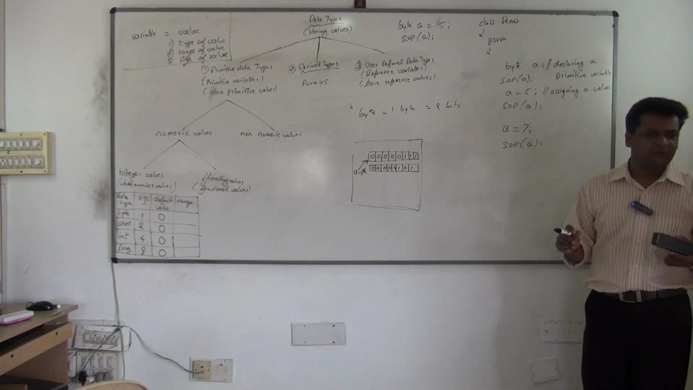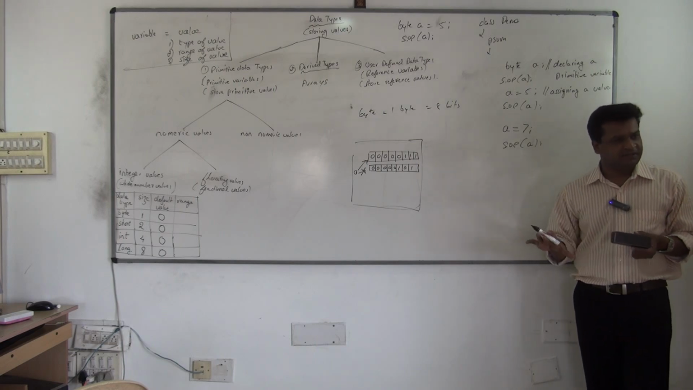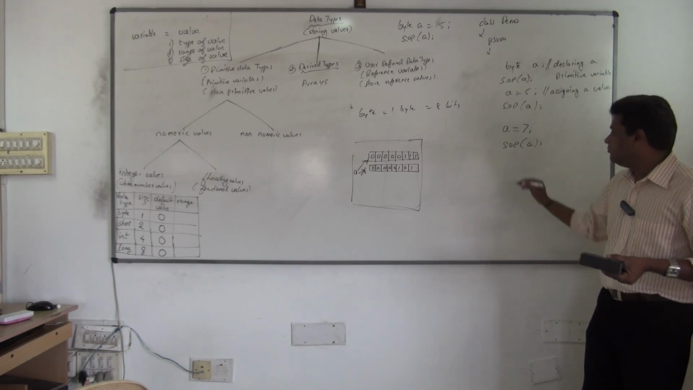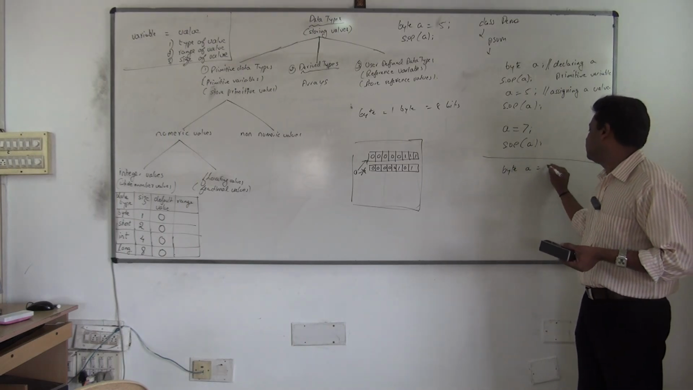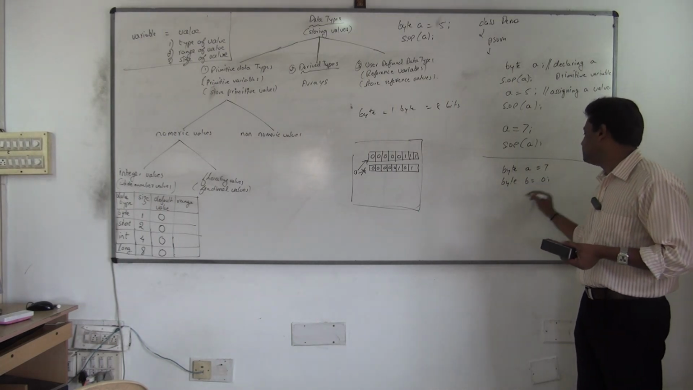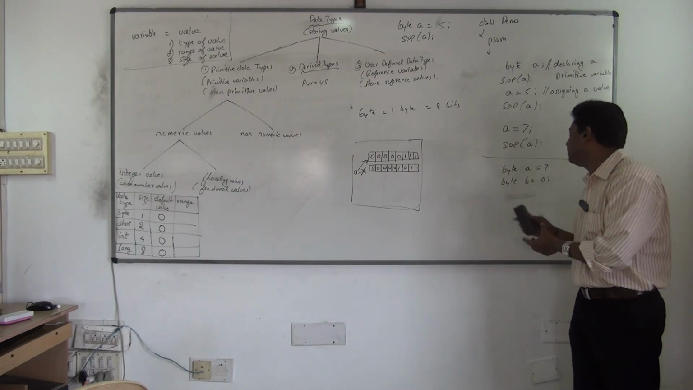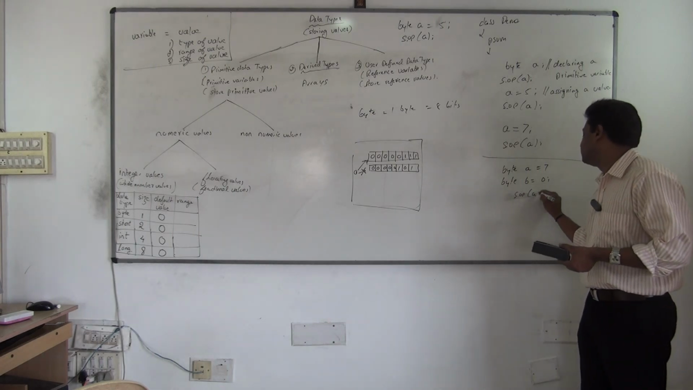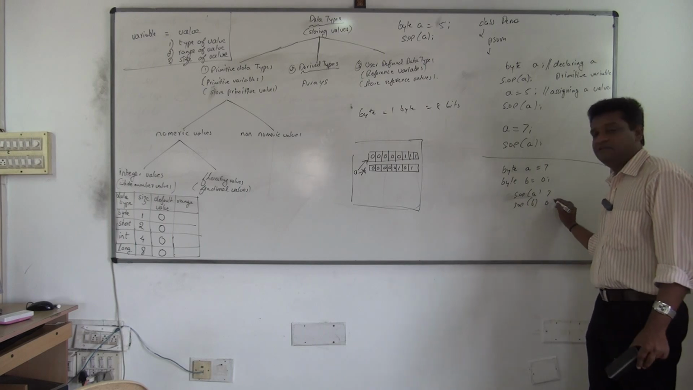It does not bother. Whatever value is there on the right hand side, it takes it and gives it to the variable on the left side. It overwrites. If you want to take one more example, I'll write here. byte A is equal to 7, byte B is equal to 0. Earlier if I print SOP A B, it will print what? It will print 7 and 0.